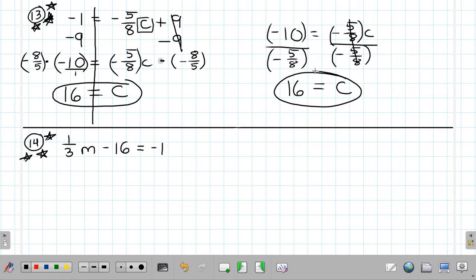And then number 14, you could probably guess this is going to work the exact same way. This one's actually a little nicer for you, though, because m's just right here. You're multiplying m times 1/3, then subtracting 16. So that means we need to add 16 first. 1/3 m is equal to 15.